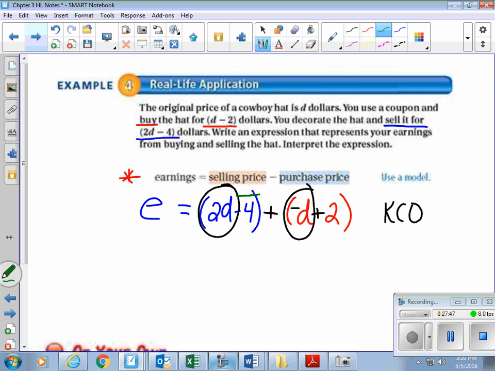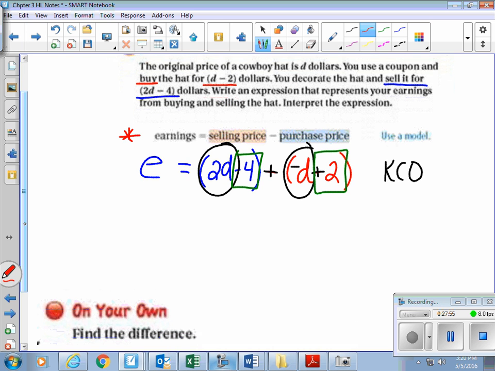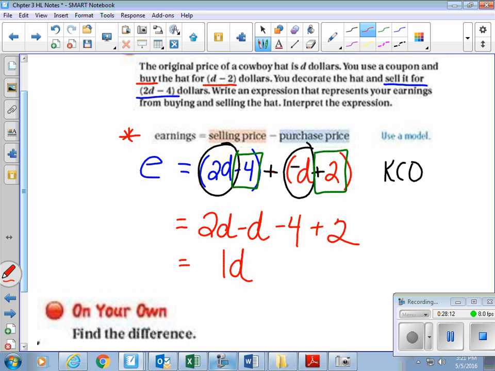And I could square my negative 4 and positive 2, and then rewrite the expression with your like terms together. So we have 2D minus D minus 4 plus 2. 2D minus 1D would give me a 1D. Negative 4 plus 2, we are adding and the signs are different, therefore we subtract to get 2. Take the sign of the bigger absolute value. We're looking at 1D minus 2, or simply just D minus 2. We don't necessarily need that 1 there.